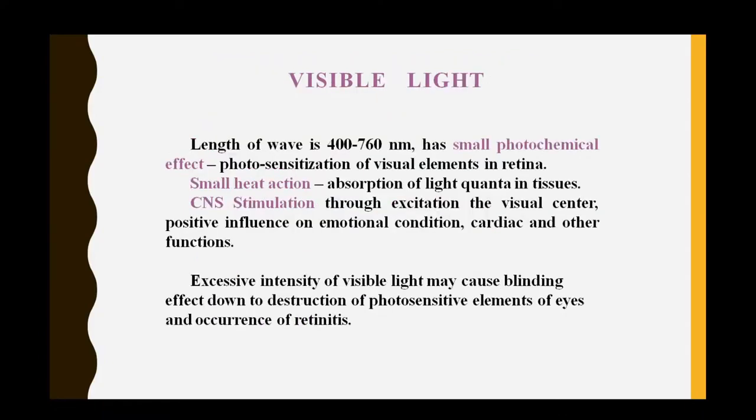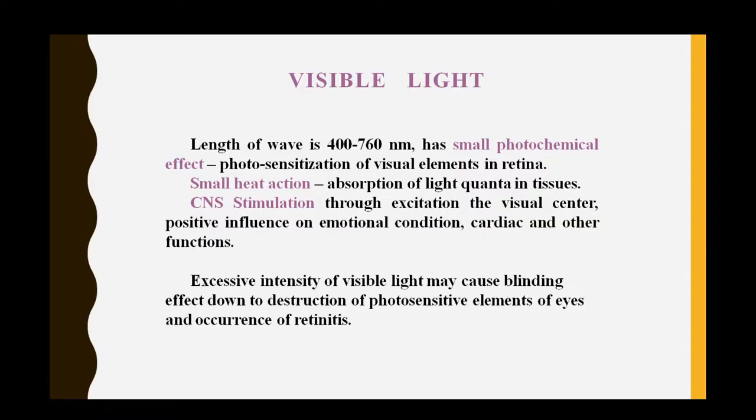Next component of solar spectrum is visible light. Length of rays we discussed, 760 nanometers, has small photochemical effect, photosensitization of visual elements in retina. Small heat action, absorption of light quanta in tissues. CNS stimulation through excitation of the visual center. Positive influence on emotional conditions, cardiac and other functions.